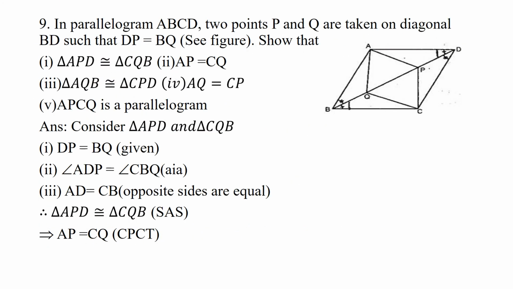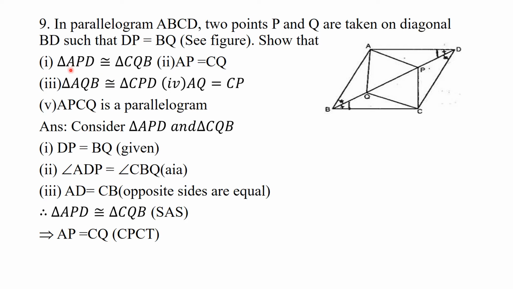Question number 9. In parallelogram ABCD, 2 points P and Q are taken on diagonal BD such that DP is equal to BQ. Show that triangle APD is congruent to triangle CQB, AP is equal to CQ, triangle AQB congruent to triangle CPD, and AQ is equal to CP. Also, we want to prove APCQ is a parallelogram.